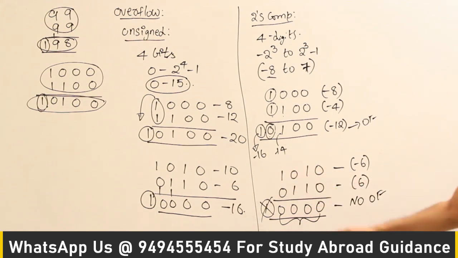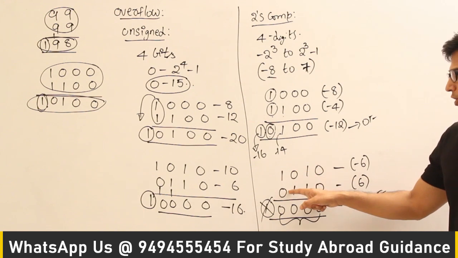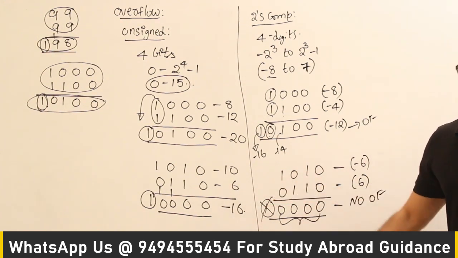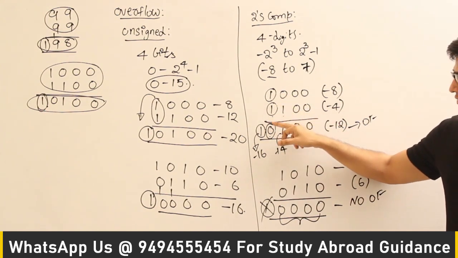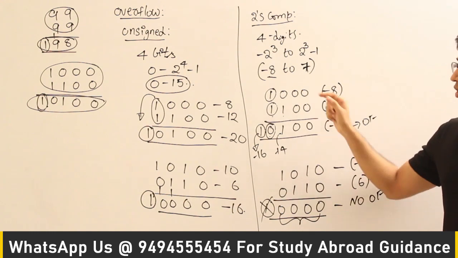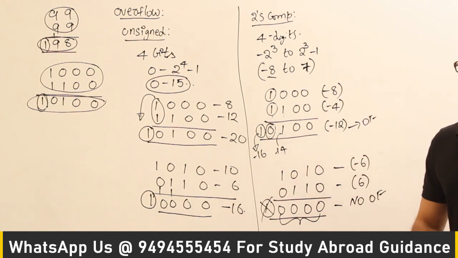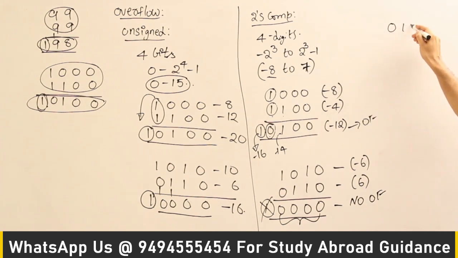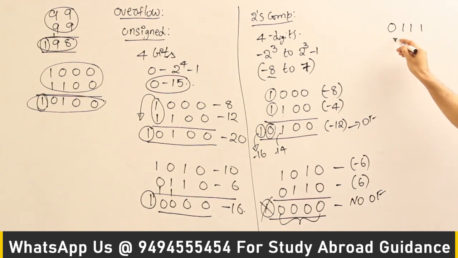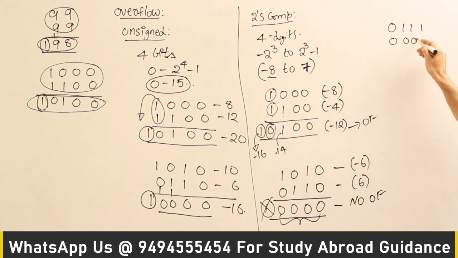Whenever we are adding a negative number and a positive number, there will be no overflow. That is the condition. So remember this. Whenever we are adding 2 negative numbers, the answer has to be negative, and whenever we are adding 2 positive numbers, then the answer has to be positive. So let's take one example and see it. Let us say 0111 and 0001. This is the number which I wanted to add. Now if I add them, what is the answer I get? 1000.